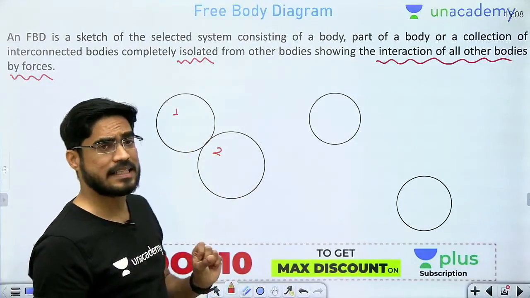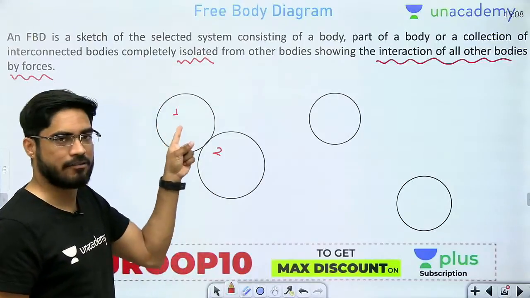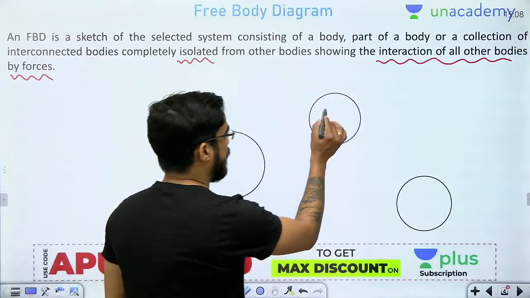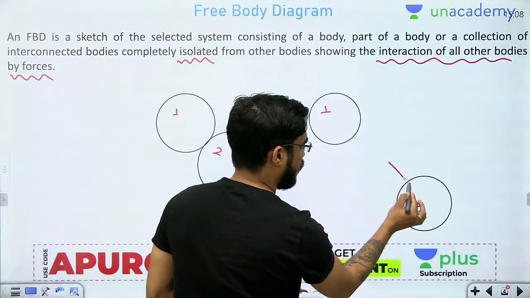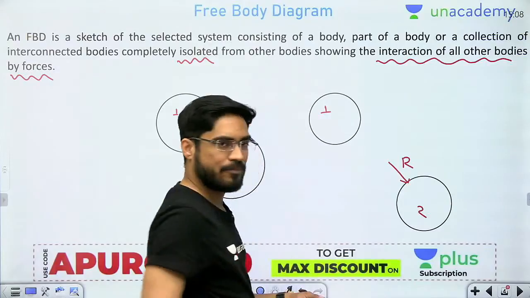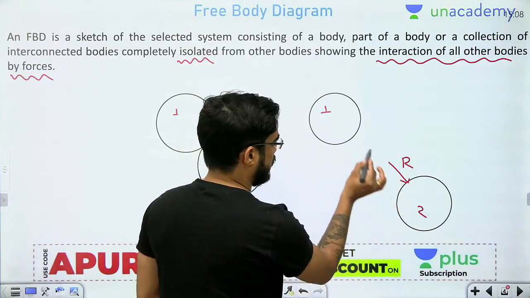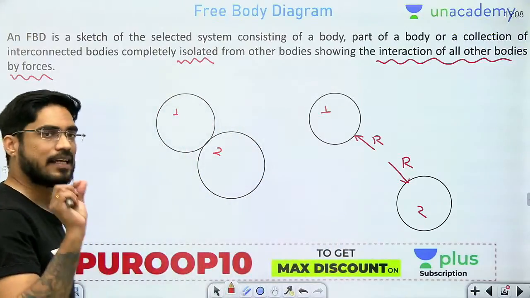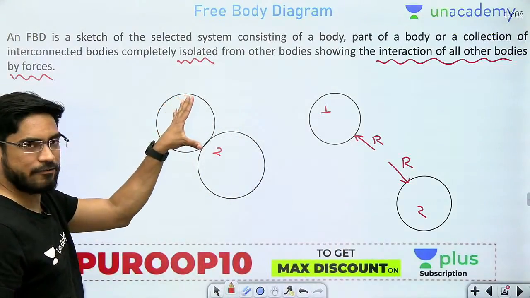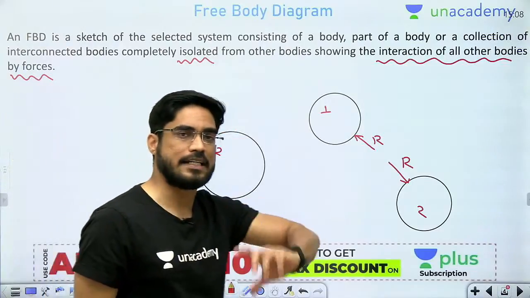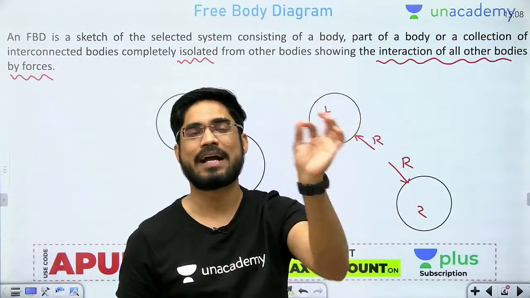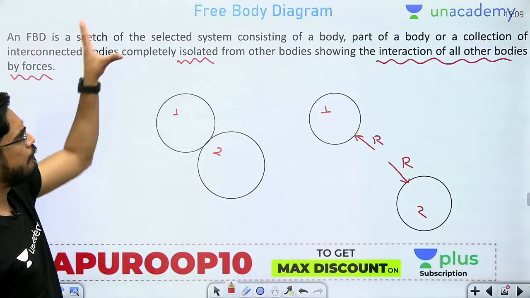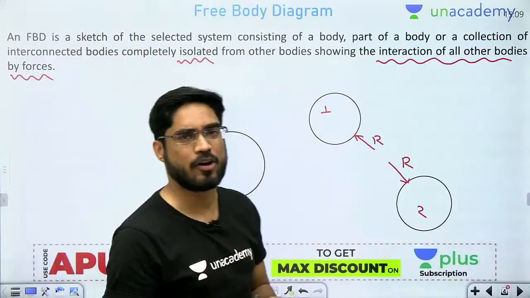But if you isolate them, then you have to show the force between these two bodies. So beta, the body number 1 is applying some force on body number 2. Let me call it R. And equal and opposite force body number 2 is applying on body number 1 R. Okay. So beta, if you isolate body from other bodies, you have to show the interaction of other bodies with this body by means of forces. So do you understand what is FBD? आपको clear हो रहा है free body diagram क्या है? What do we mean by free body diagram?